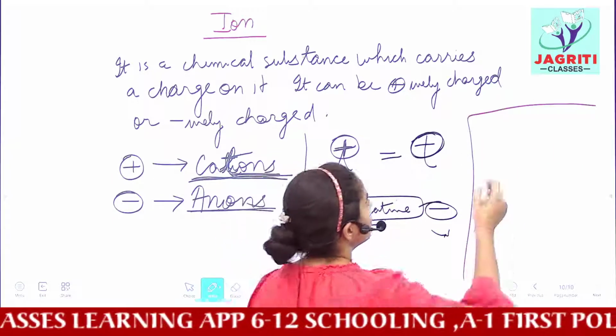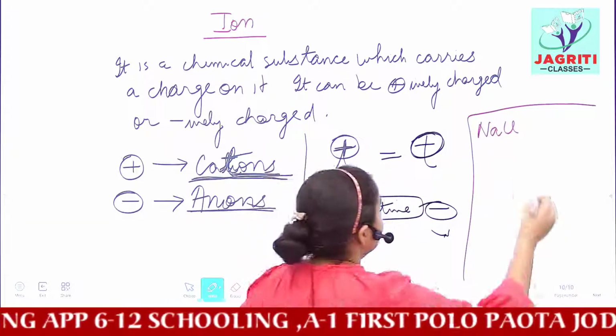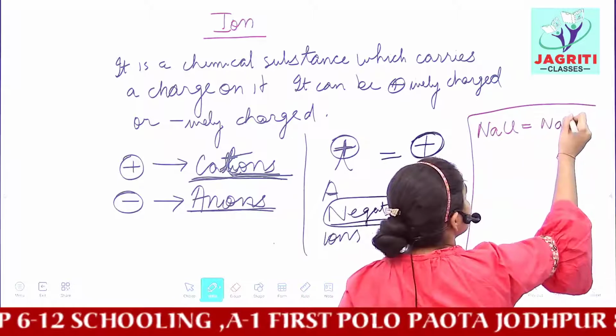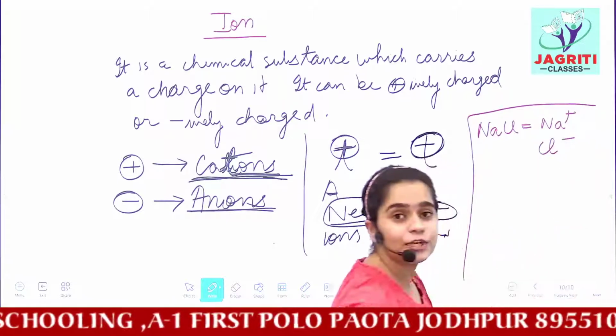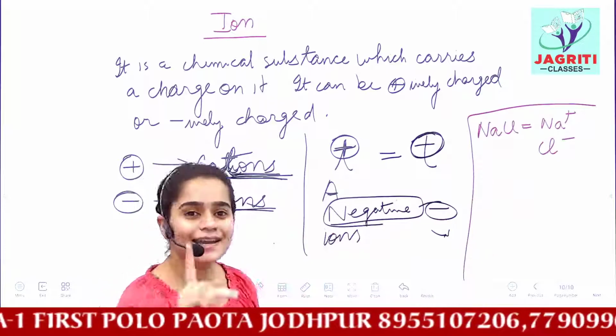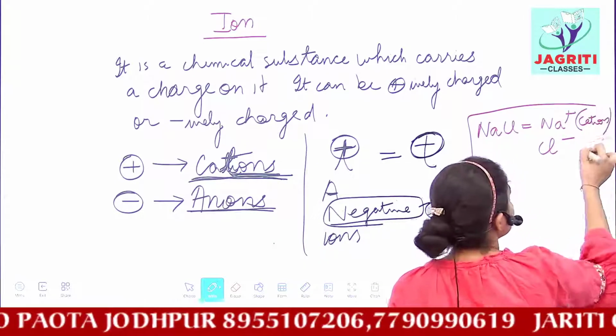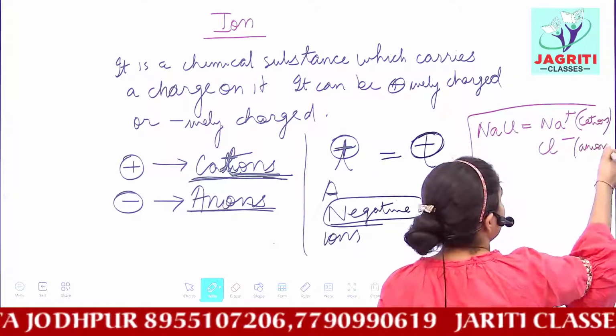We have an ionic compound NaCl. NaCl contains 2 ions, that is Na plus and Cl minus. Now tell me, sodium ion is a cation or an anion? Correct. This is your cation here, and the negatively charged species is your anion.